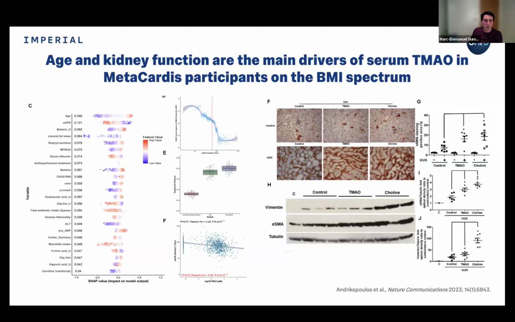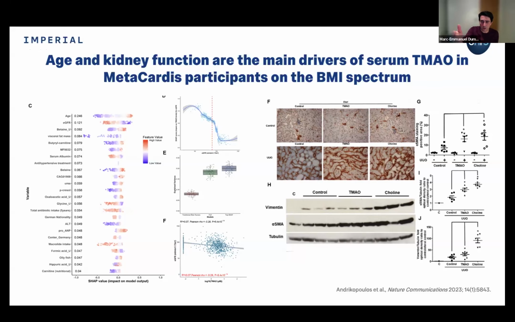And what Petros showed is that out of all the contributors and determinants that we had when we put all the omics data and clinical data together, number one for TMAO concentration was age. I'm afraid there's nothing I can do about age. And number two was kidney function, eGFR. And there's a lot you can do if you look after your kidneys properly.